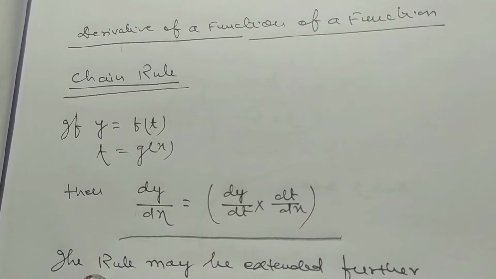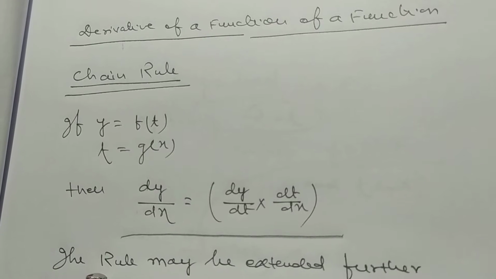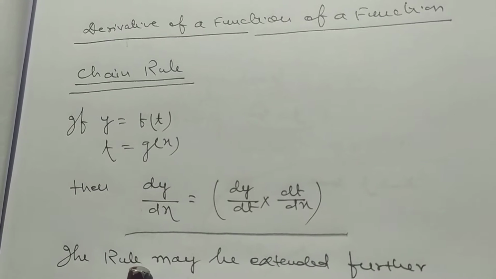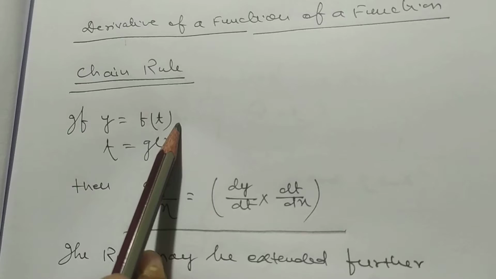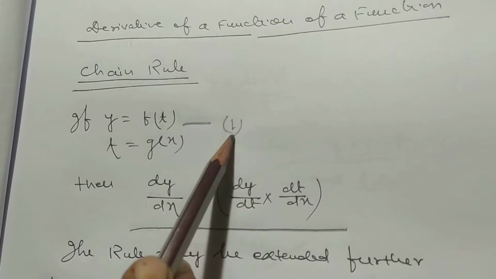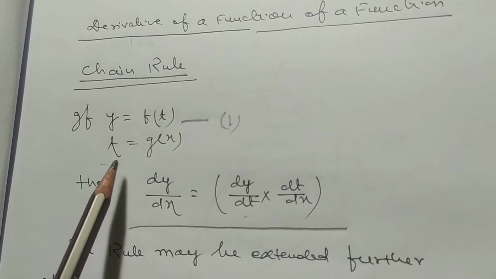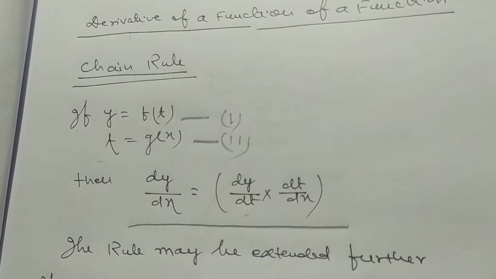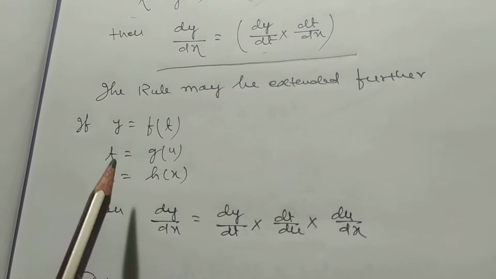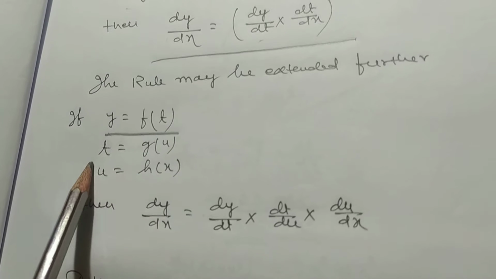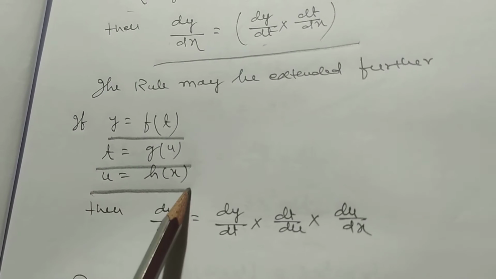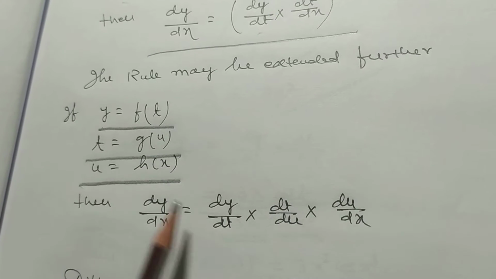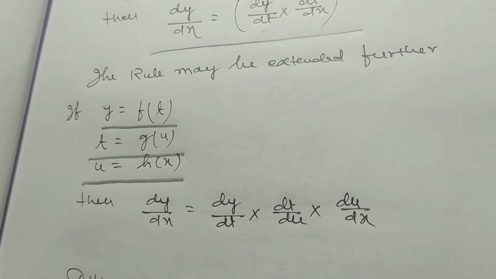So if y is a function of t and t is a function of x and we want to find dy by dx, then from the first function we find dy by dt, and then from the second function we find dt by dx. So my dear students, the rule may be extended further: if y is equal to f(t), t is equal to g(u), and u is equal to h(x), then dy by dx is equal to dy by dt, dt by du, and du by dx.